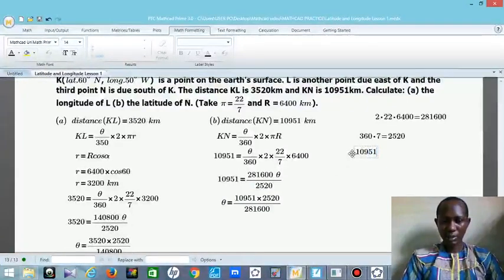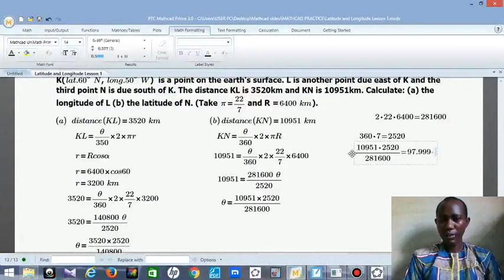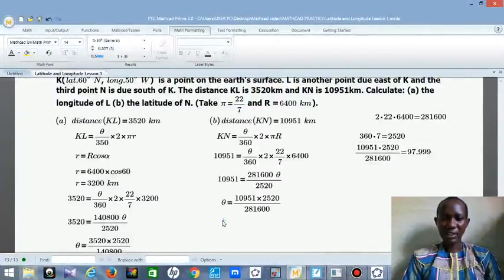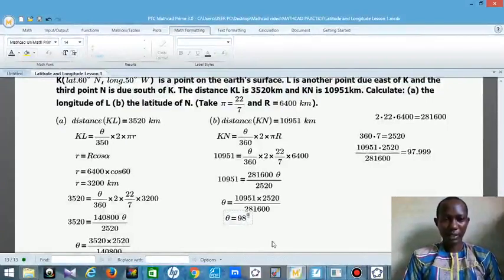951 times 2,520 divided by 281,600. So you can see our answer is 97.9999. Let's just take it to 98 degrees, because it's very close to 98. So theta is equal to 98 degrees.